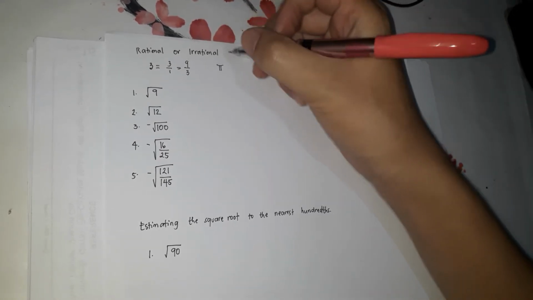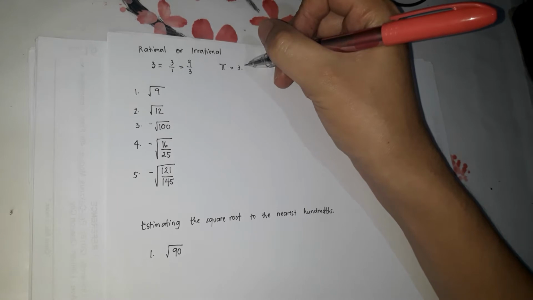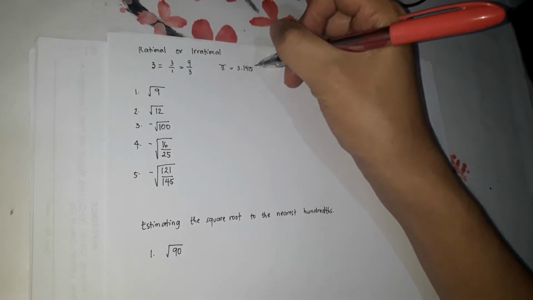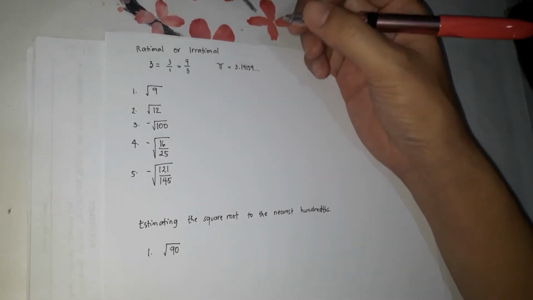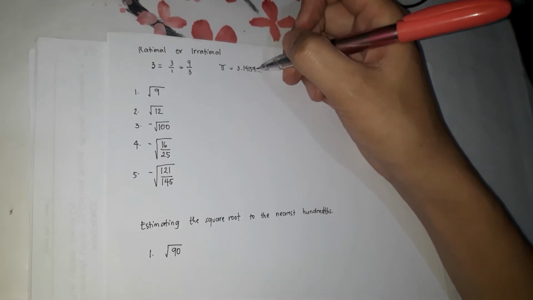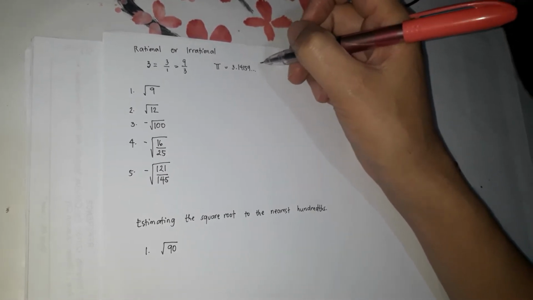Example, pi. Pi is 3.14159, so on and so forth. So in this one, pi cannot be rewritten as a fraction. There's no fraction which is equal to pi.